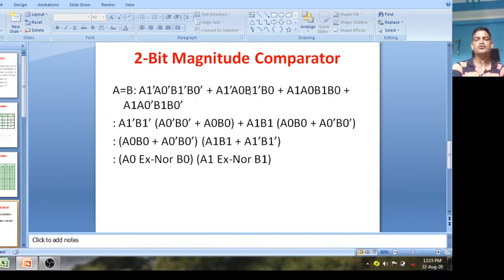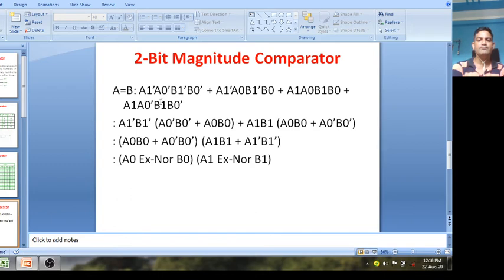0 1 0 1. 0 1 0 1 is 5. So a1 dash a0 b1 dash b0. Similarly 15, 1 1 1 1. Similarly 10, a1 and b1.